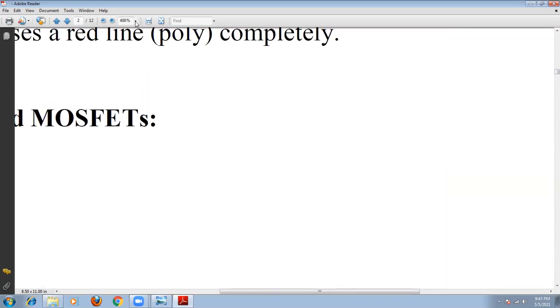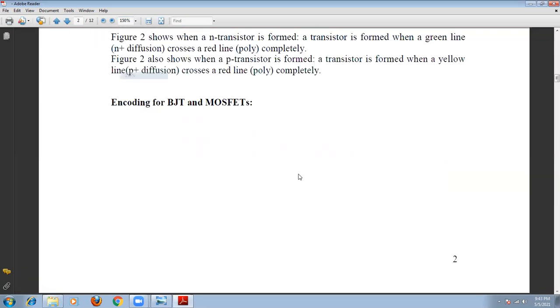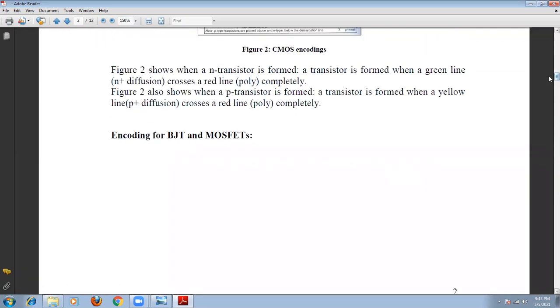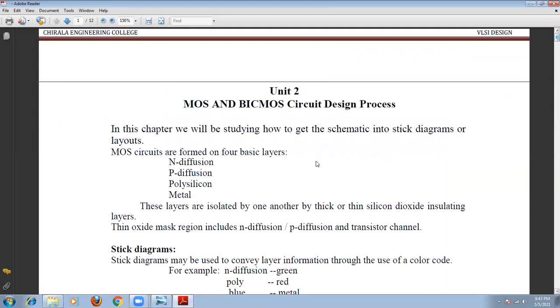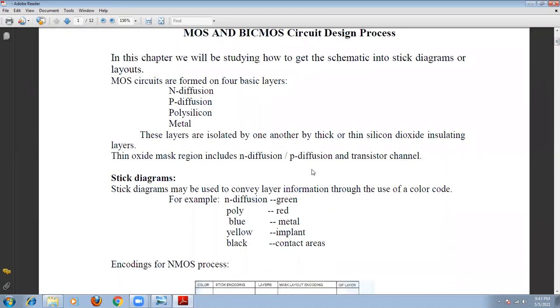We'll discuss that later. This is the main important thing in this case. Basically, in the MOS structure we have 4 basic layers: diffusion, polysilicon, and metal. Not only these layers, there are additional layers like contact cuts, and some different layers will be there. There is the black color and the blue color. All these layers we have.